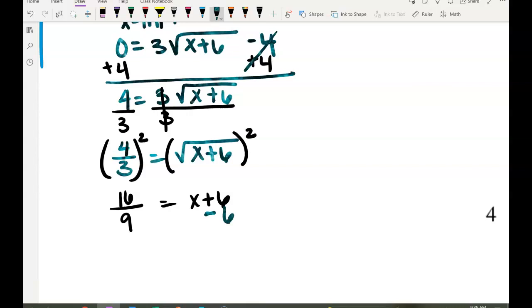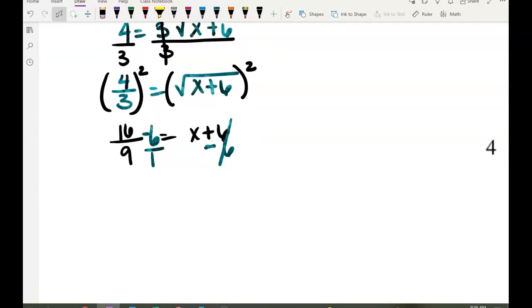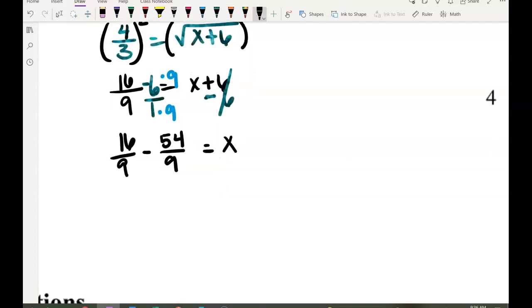All right. Minus 6 on both sides, right, y'all? All right. What's the common denominator now that we're subtracting 6 on both sides? 9. So times that by 9, times that by 9. So 16 over 9. What's 9 times 6? 54. What's 16 take away 54? Negative 38 divided by 9. Okay. Can I reduce that?